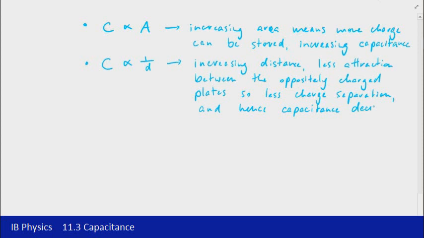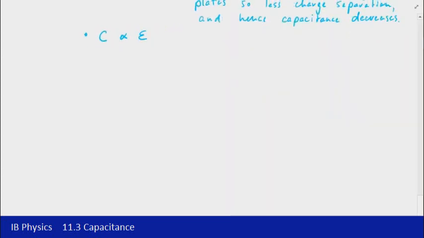And finally, the last one is the permittivity of the material. So when we're looking at the permittivity, we're talking about how the substance affects the electric field between the two plates. So just make a few more notes here about this one.